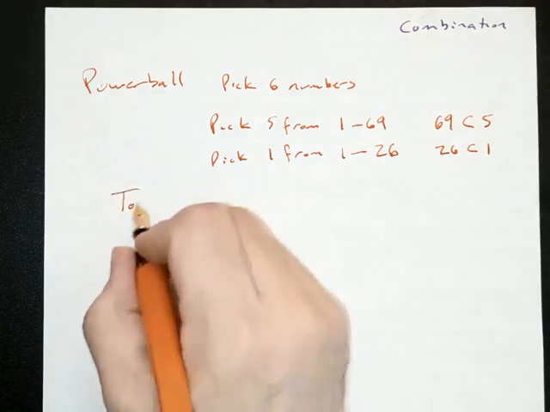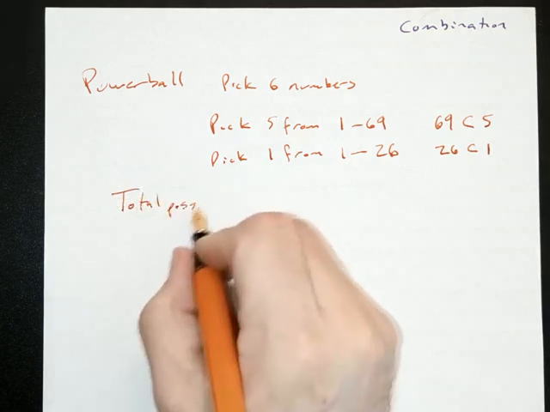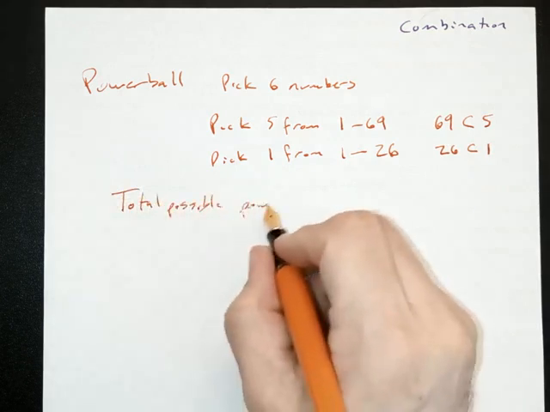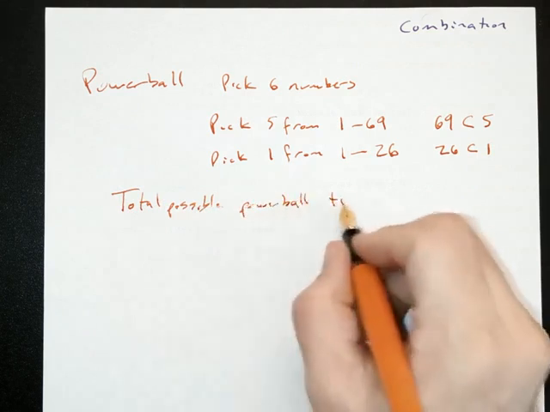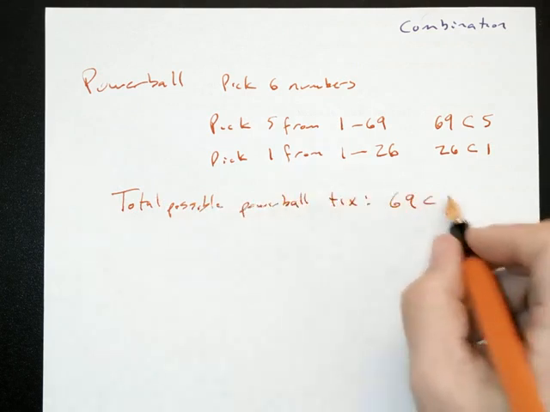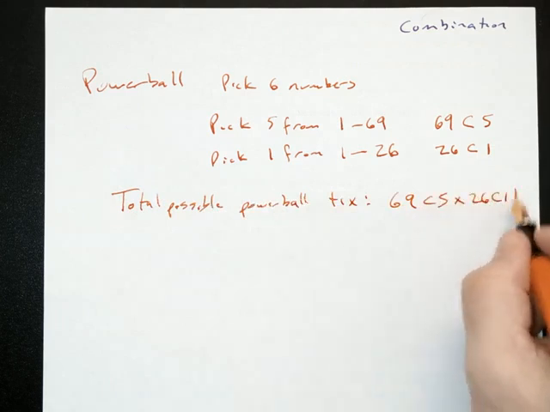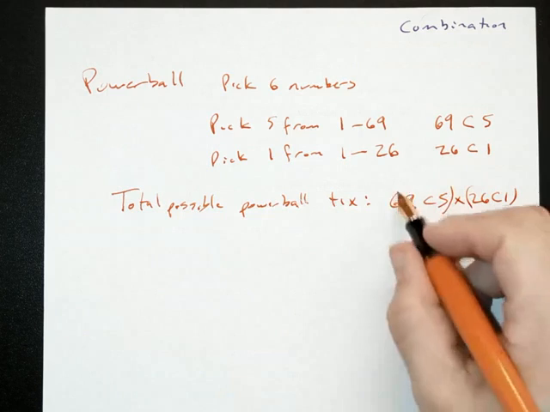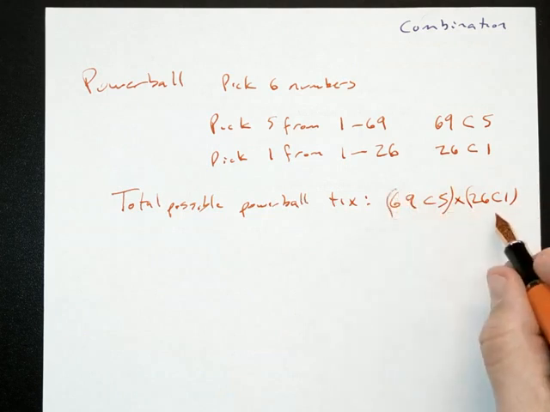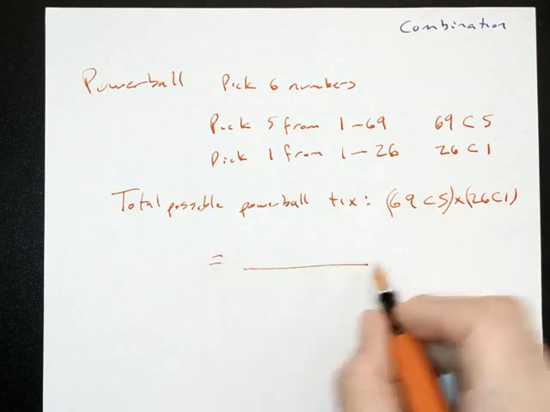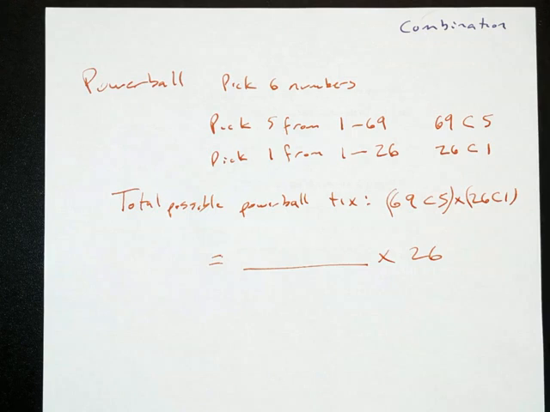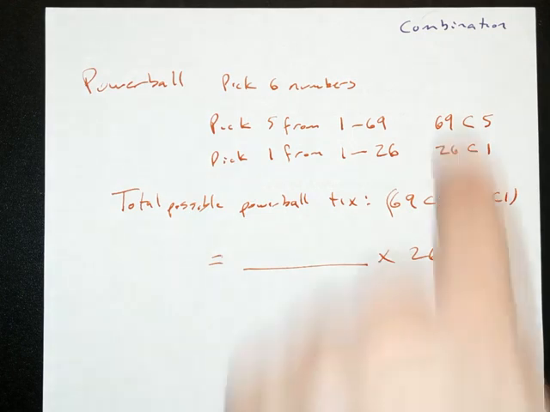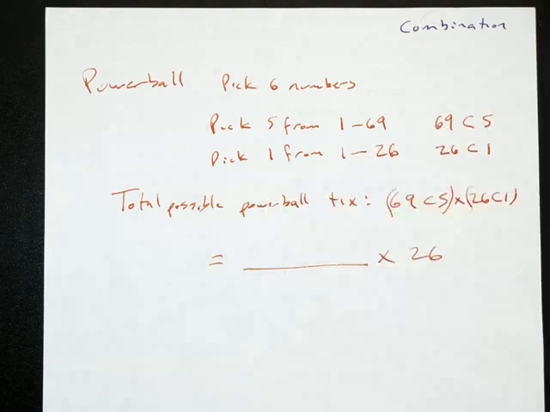So the total possible Powerball tickets, 69C5 times 26C1. Now I know this number. I know this because Nico told me it's 26. I just need to know what this number is. Combination as opposed to permutation.